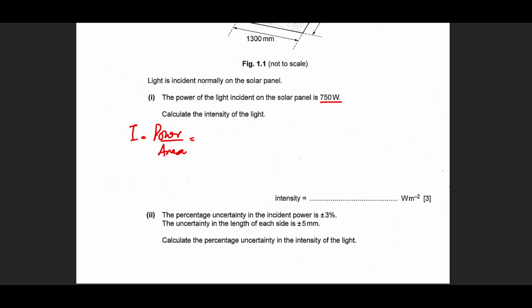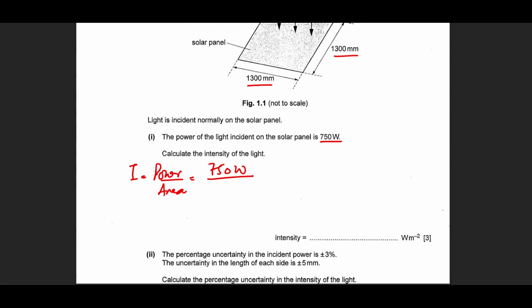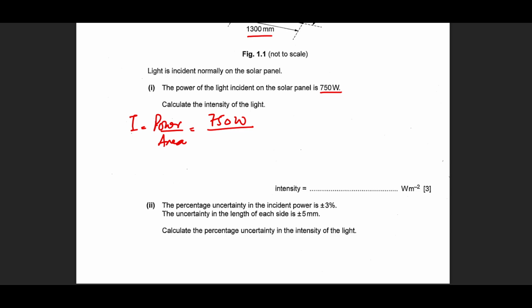So power over here is 750 watts that is being received, and the cross-sectional area over here is 1300 millimeters multiplied by 1300 millimeters. Now please be advised that area has to be in meters, because we have watts per meter square as the unit of intensity. So this will become 1300 multiplied by 10 raised to the power minus 3 to convert back to meters, and then 1300 multiplied by 10 raised to the power minus 3 again. The answer will be 443 watts per meter square. So this should become 440 up to two significant figures.